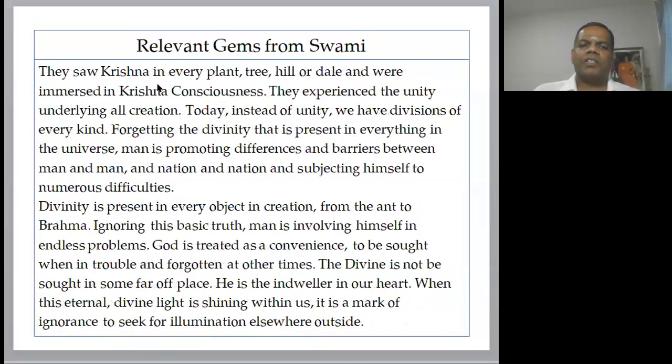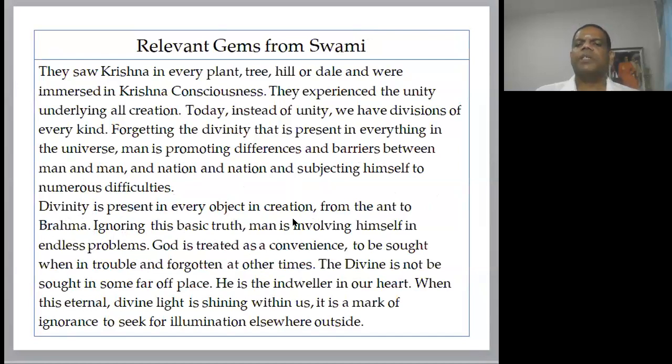They saw Krishna in every plant, tree, hill, or dale, and were immersed in Krishna consciousness. They experienced the unity underlying all creation. Today, instead of unity, we have divisions of every kind. Forgetting the divinity that is present in everything in the universe, man is promoting differences and barriers between man and nation, and subjecting himself to numerous difficulties.